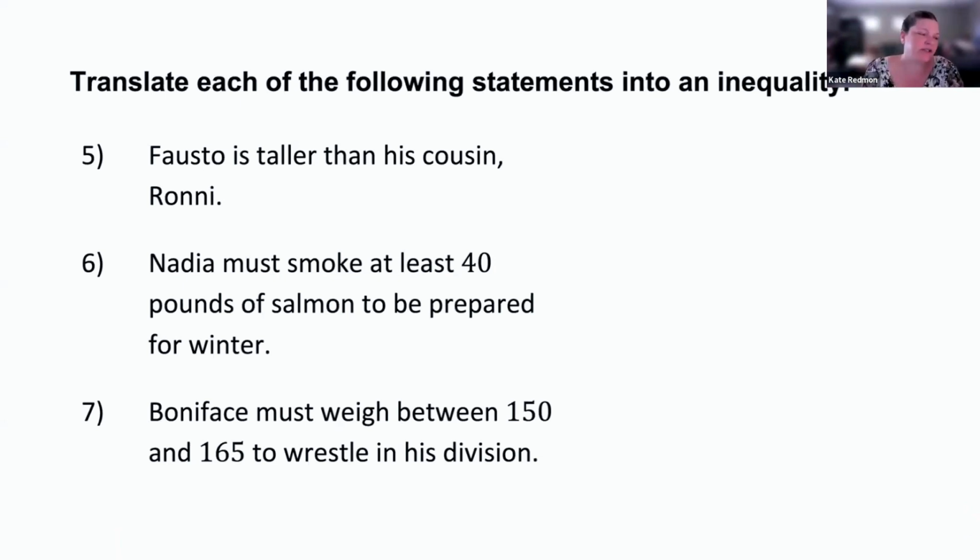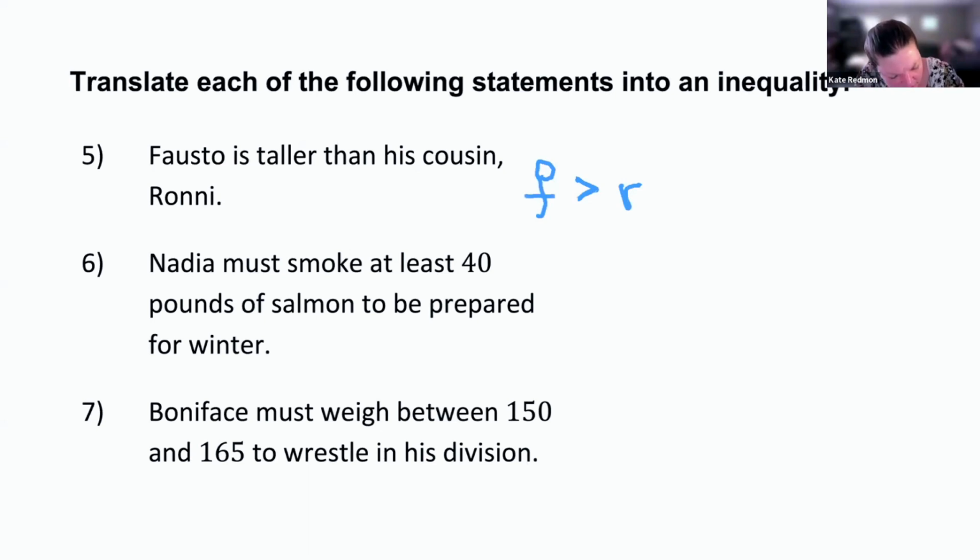Number 5, Fausto is taller than his cousin Ronnie. Now, guys, it actually doesn't really matter what letters you use, but I'm just wanting to be clear. So let's call Fausto's height F and Ronnie's height R. So Fausto and Ronnie, well, their heights are in relationship, and whose is greater? Well, Fausto is taller, and so Fausto is greater than Ronnie.